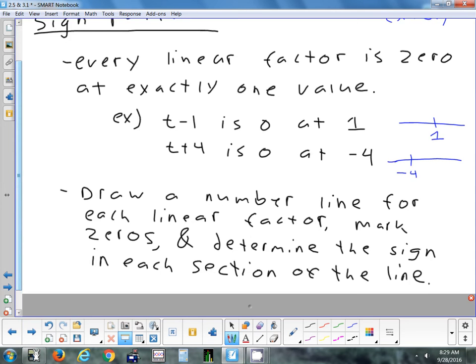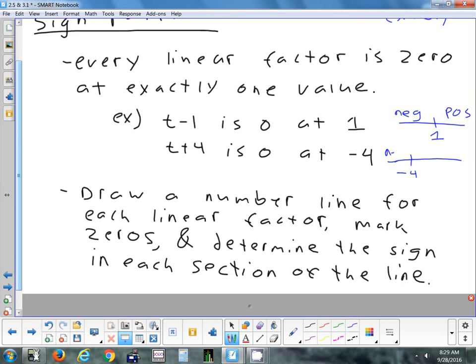And then we're going to determine the sign in each section of the number line. When you put that number on, you broke your number line into 2 pieces: things to the left of it, things to the right. In this top one, if you plug in things to the left of 1, you get negatives. Any number that's below 1, you plug it into t minus 1, your answer will be negative. If you pick any number above 1 and plug it into t minus 1, you get positives.